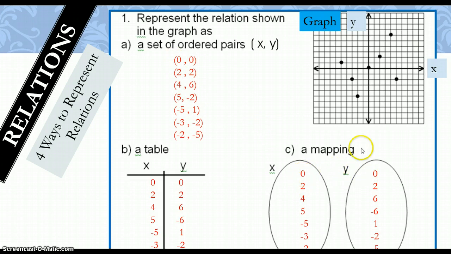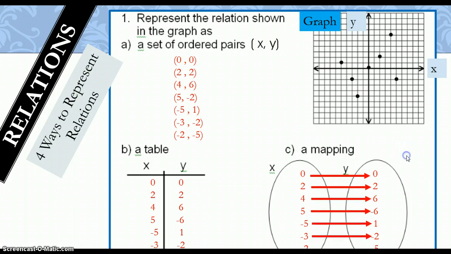simply because all I have to do now to show that the 0 and the 0 correspond together is draw an arrow from my 0 to my 0. Since the 2 corresponds with the 2, all I have to do is draw an arrow from the 2 to the 2, and so forth. I could have written down this 2 below and left this 2 up here, and in that case I would have an arrow going from the bottom to the top, and that's fine as well. Not all mappings look like this.